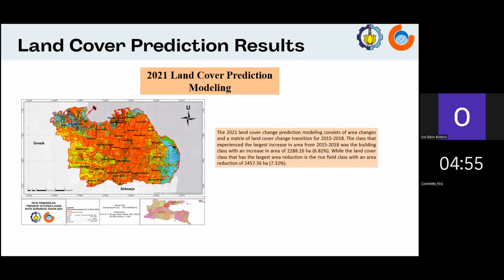Land cover prediction result. 2021 land cover prediction model. The land cover change consists of area change and matrix of land cover change transition for 2015 to 2018. The class that experienced the largest increase was the building class, while the land cover that has the largest area reduction is the rice field.